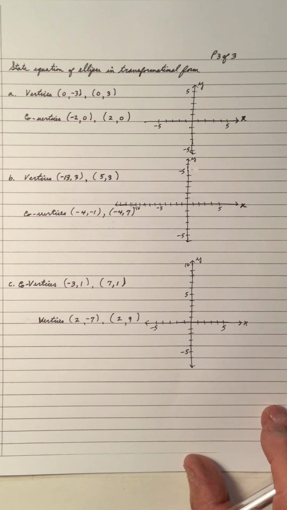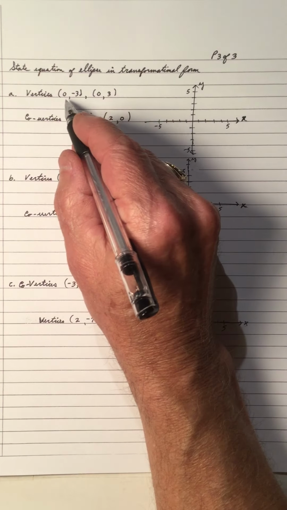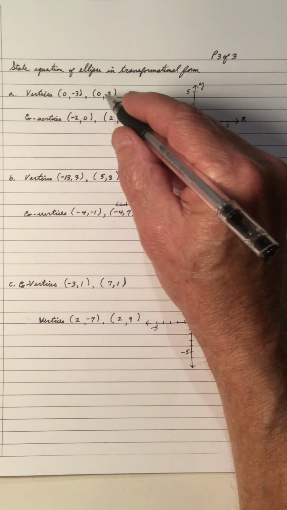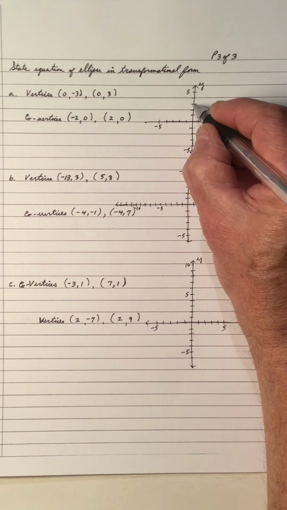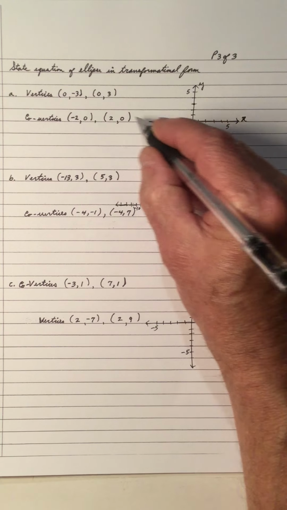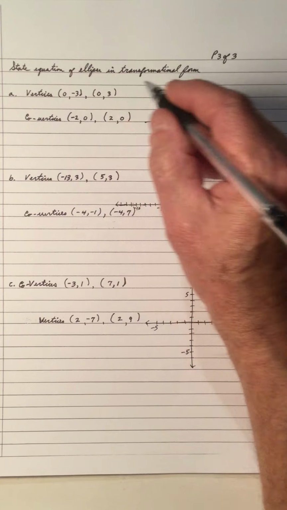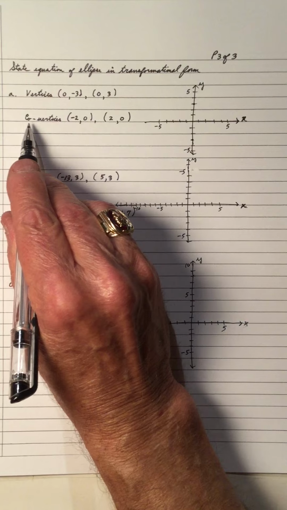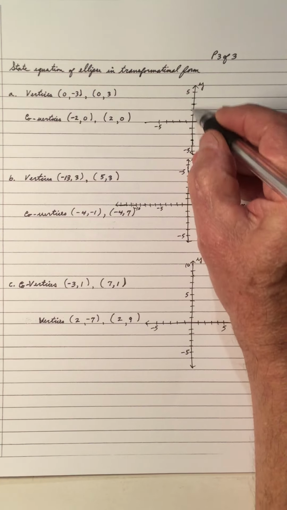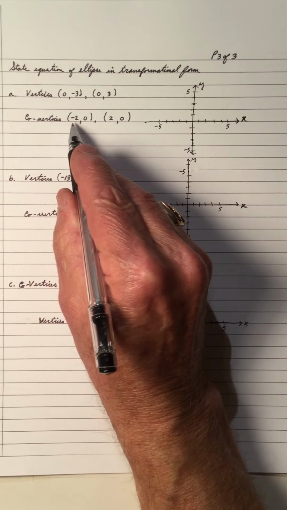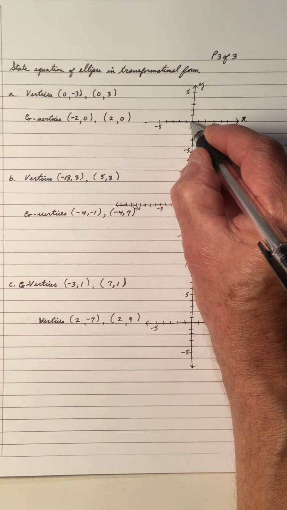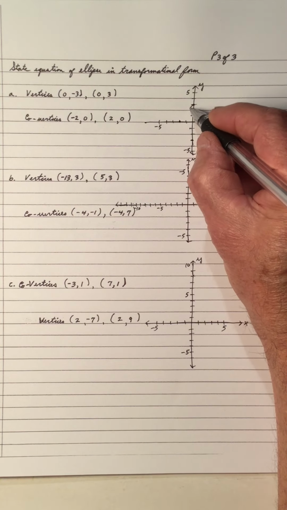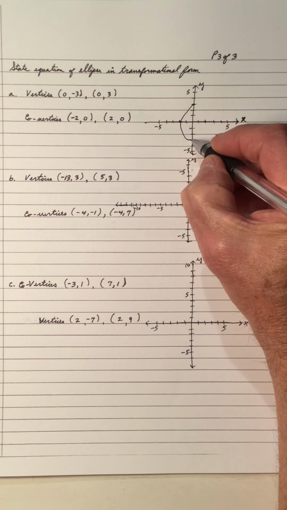State the equation of the ellipse in transformational form if you have vertices at 0, negative 3, and 0, 3. So the vertices are at 0, 3, which is right there, and 0, negative 3. So here's the vertices. And that means that the vertical axis is the major. The co-vertices are at negative 2, 0 right here, and 2, 0 right here. So if you draw the ellipse, you have this shape.